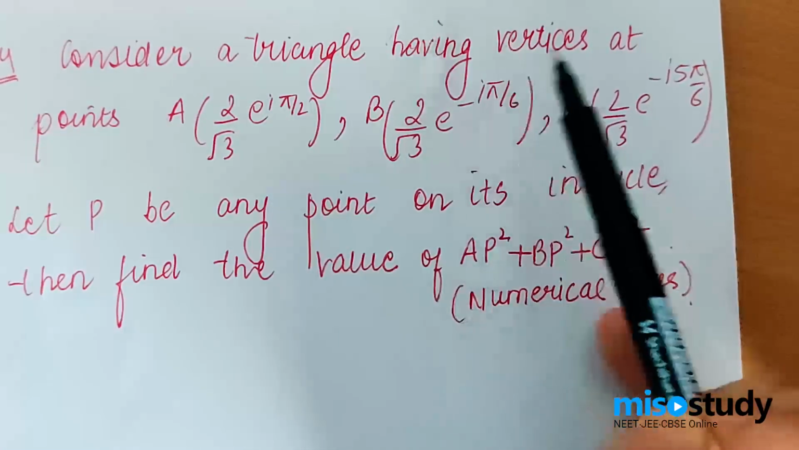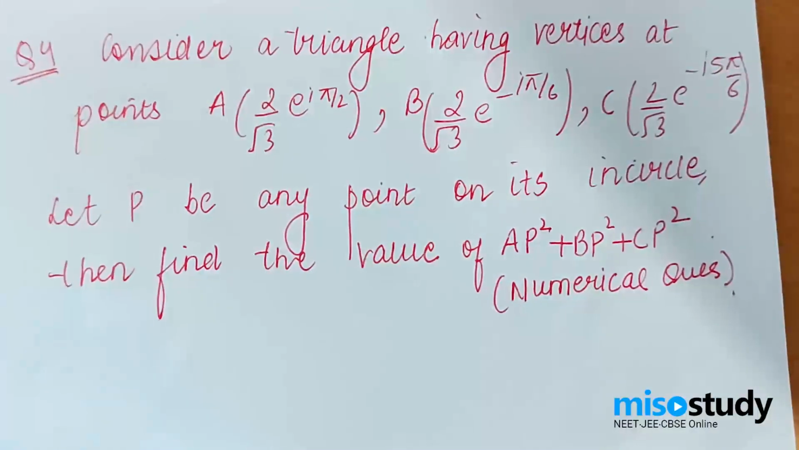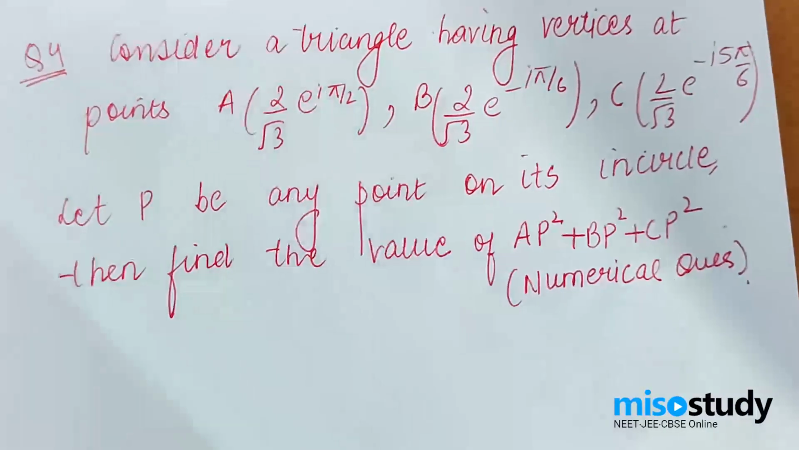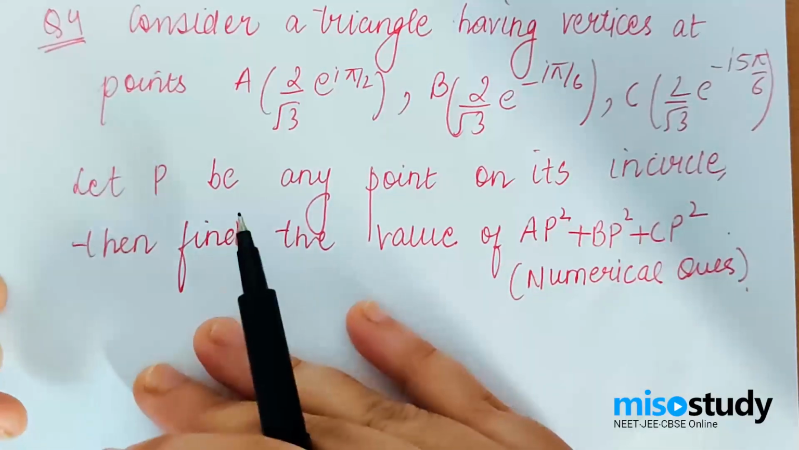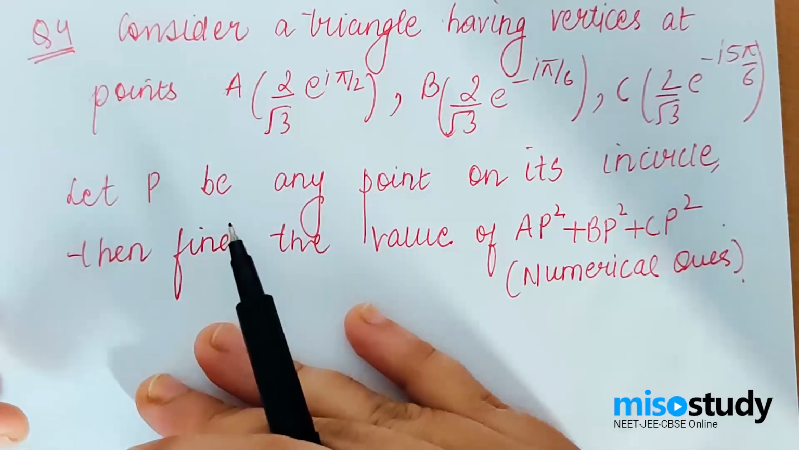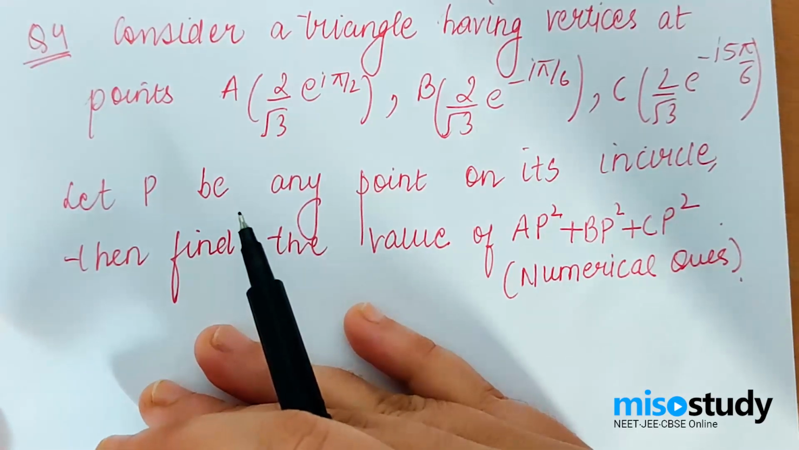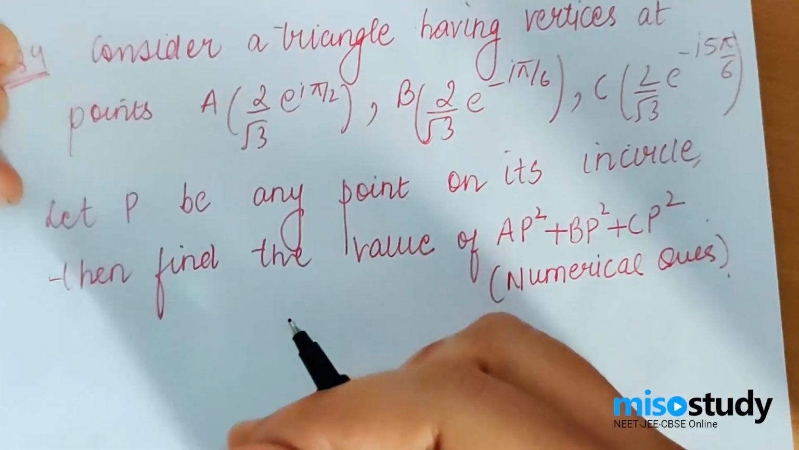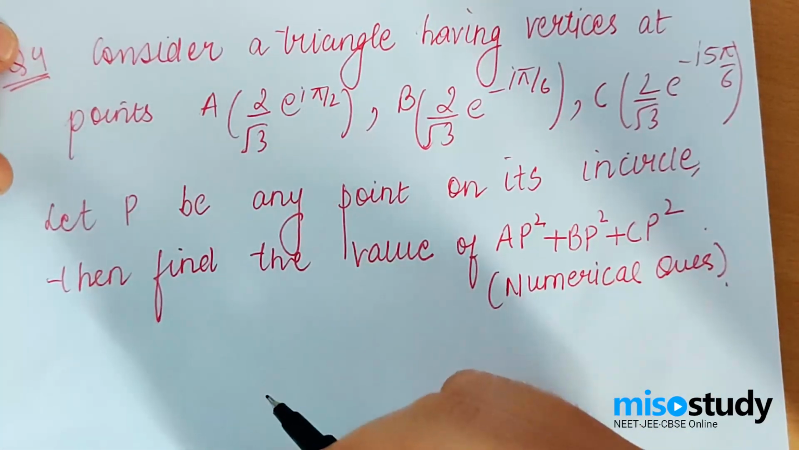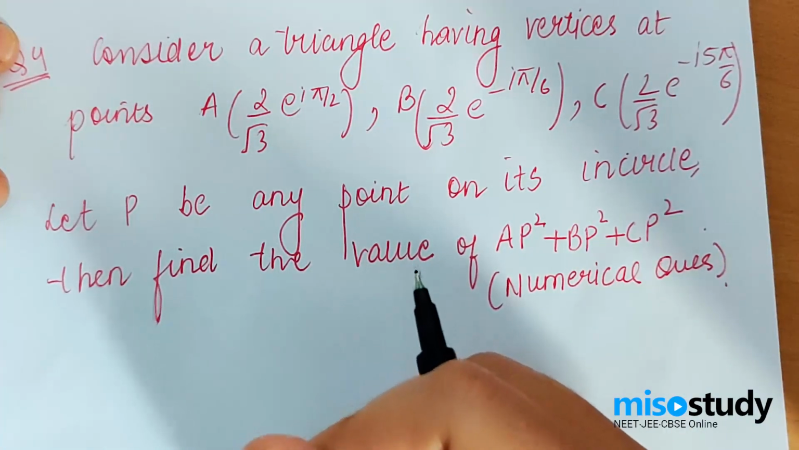Consider a triangle having vertices at points A, B and C. Now this question involves a lot of formulas, a lot of knowledge from complex numbers, and as I promised you in the beginning, once you listen to this video completely, you will know quite a lot of things about complex numbers. Right, so let's get started. Consider a triangle whose vertices are these, and P is any point on the circle, find the value.